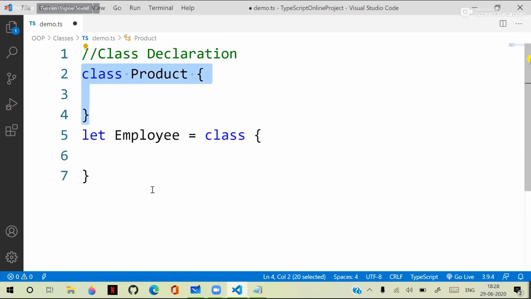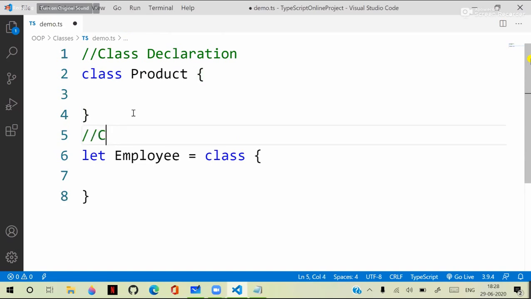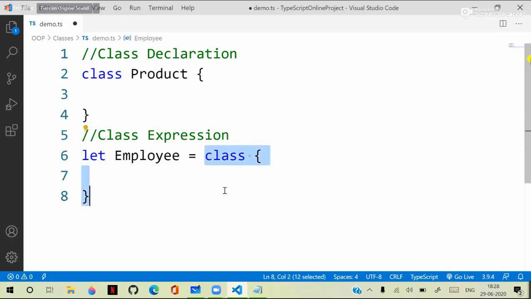Now, in order to access the members of this class, in the first situation, this is a class declaration. We have a class expression. In a class expression, the class is loaded into memory, and the memory is referred to by using this name, employee. Now don't think that employee is the class name. That is the memory for that class.